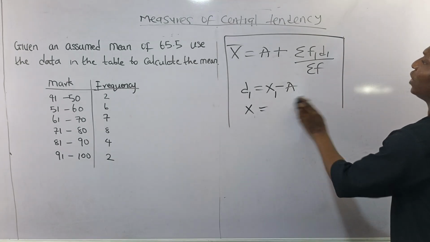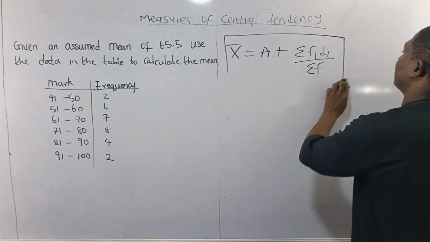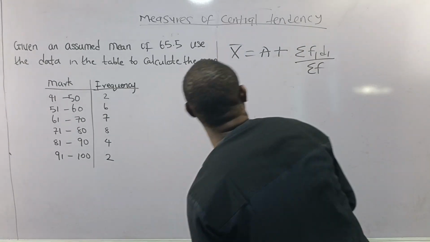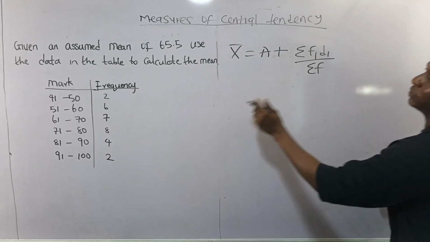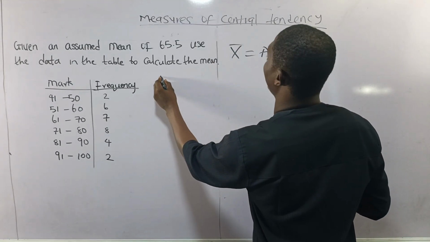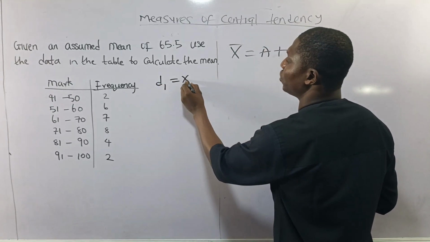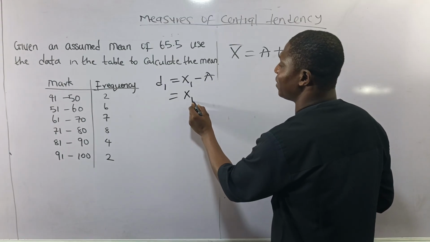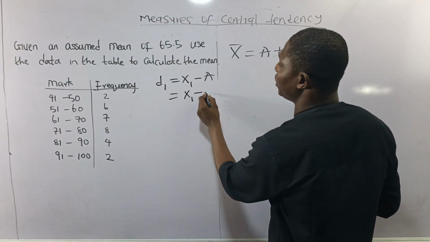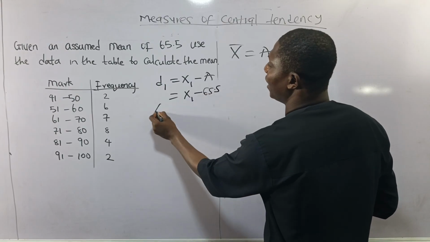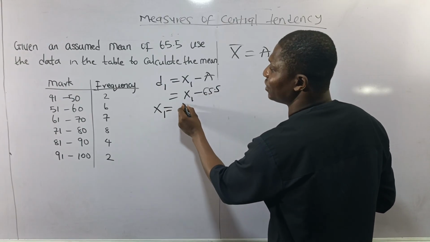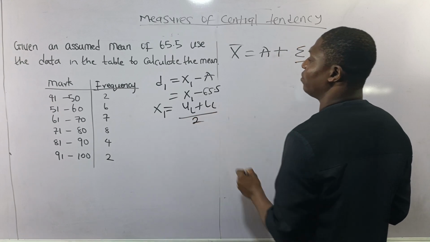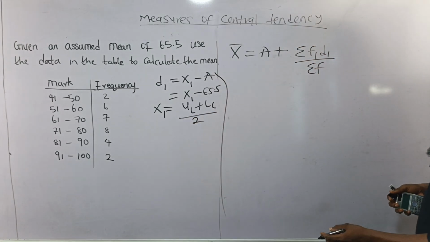So this is what we need. I'll need a table, so I'll have to clean some parts. Let me write this out. Our D subscript 1 is equal to X subscript 1 minus what? A, which therefore gives you x bar to be equal to what? The assumed mean given, which is 65.5. And X subscript 1 is equal to what? Upper limit plus what? Lower limit, all divided by what? 2. So we can now draw our table.